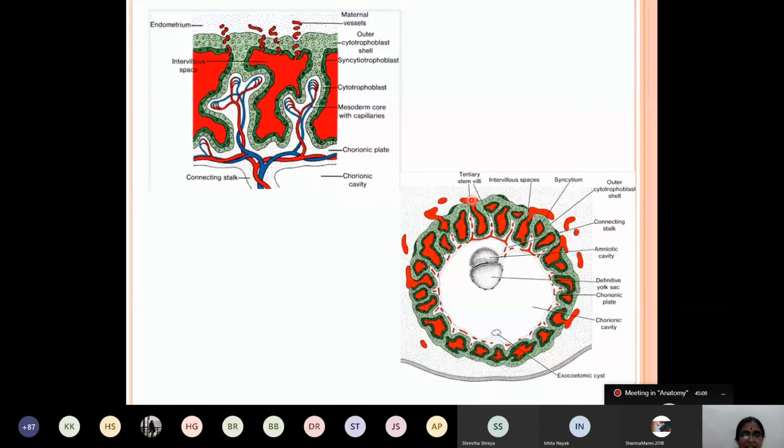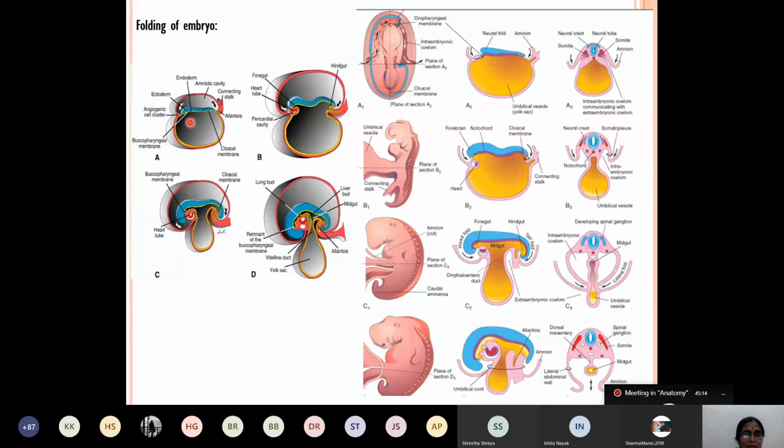At the same time, when the germ layers are forming, there is also folding of the embryo. This is the head fold, this is the tail fold, and simultaneously the lateral fold. During folding of the embryo, the yolk sac gets incorporated inside the embryo, forming the gut tube, and the gut tube gives rise to different parts, foregut, midgut and hindgut, and gives rise to the gastrointestinal system and their associated glands.